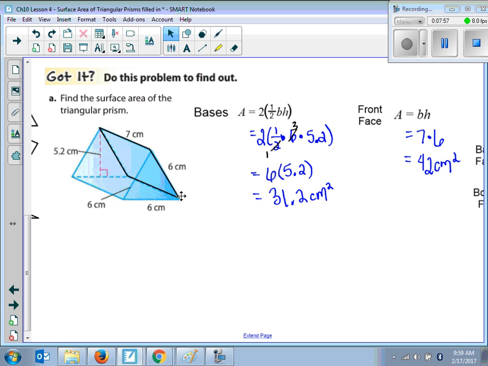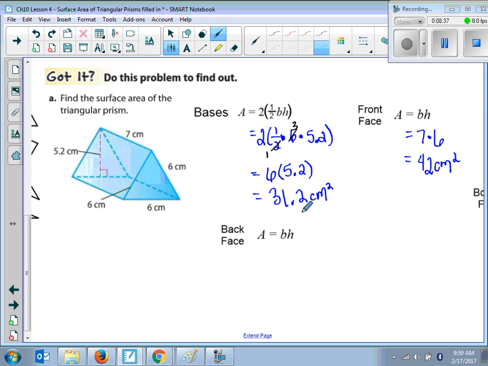Let's look at that piece right there. Okay? So that is the back face. What is the shape of this? This is a rectangle also, right? So the formula for the back face is area is equal to base times height. So what's the base going to be? And the height is? 6. Very good.